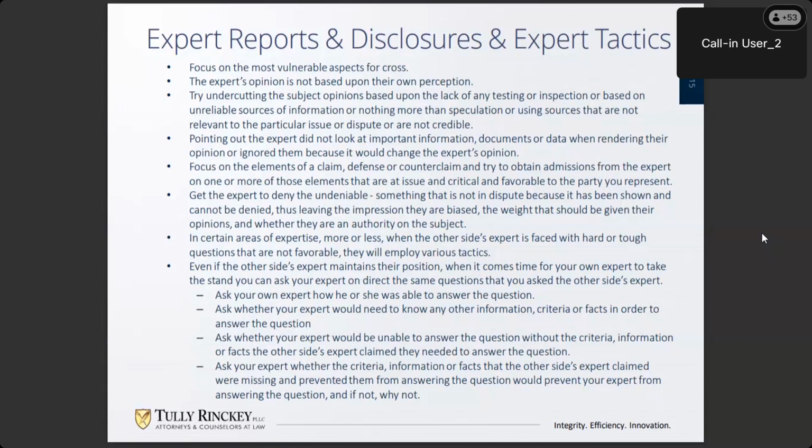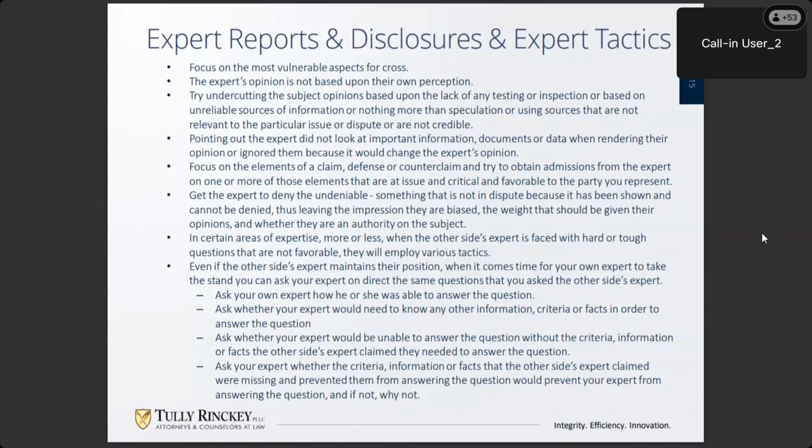The expert opinion is not based upon their own perception. If the opinion is solely on the basis of perception, undermining the opinion is nothing more than a guesstimate, not based upon reasonable methodology. These are some of the tactics that you use to bring this out.